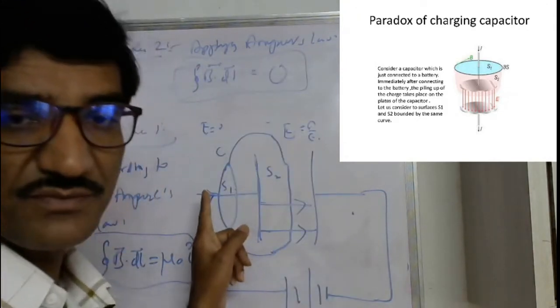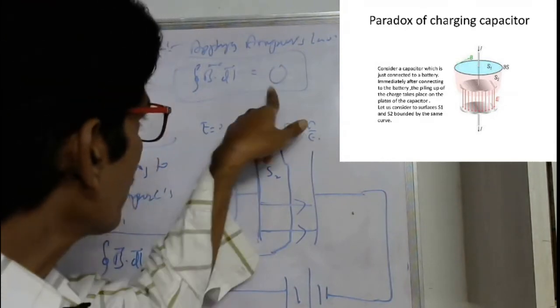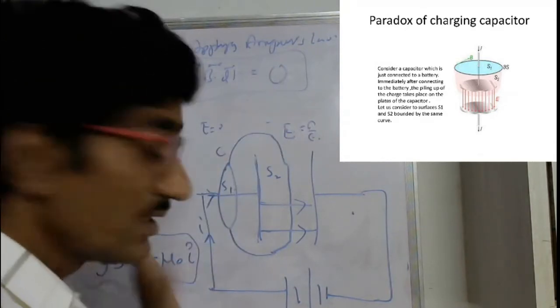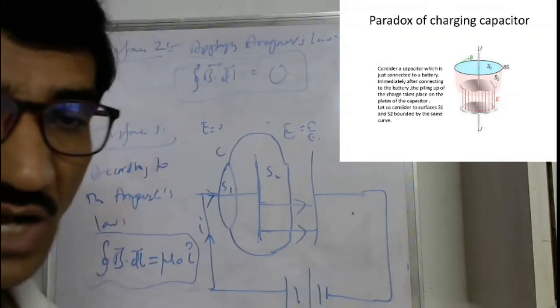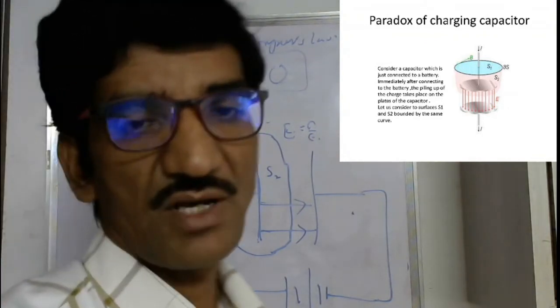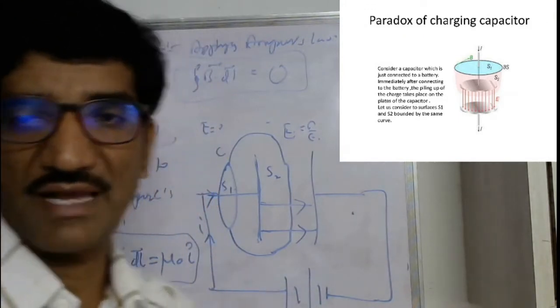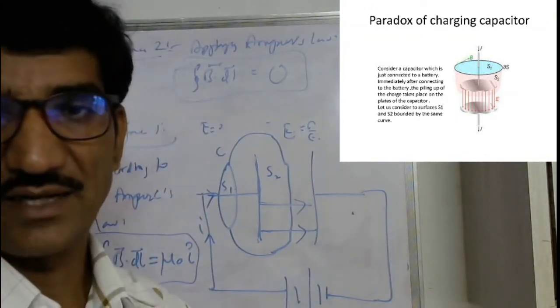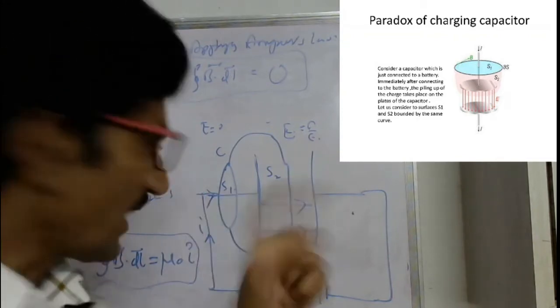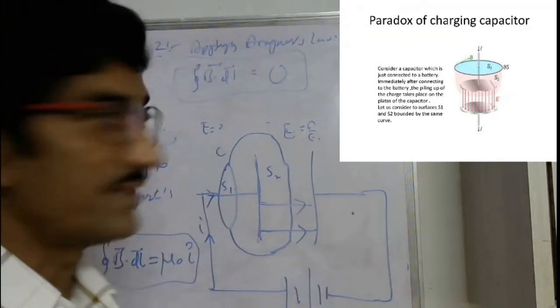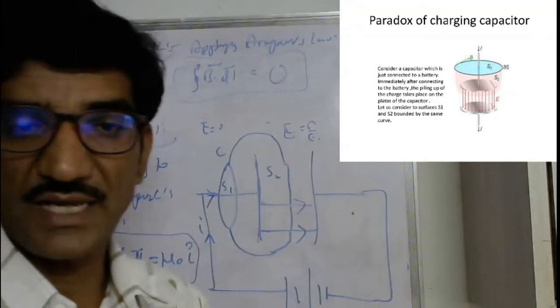For the same surface, for the same plate, once you are having magnetic field 0, once you are having magnetic field coming out from this thing, how is it possible? How to resolve this paradox? To resolve this paradox, there must be some current equivalent to this current. Then only you have here mu naught I.